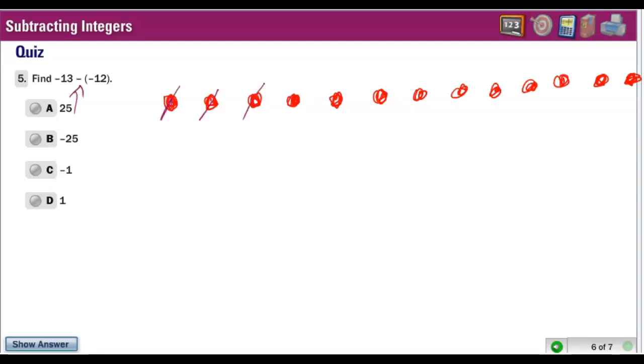1, 2, 3, 4, 5, 6, 7, 8, 9, 10, 11, 12. How much is left over? We have one red, which is equal to negative 1. So that is the answer. Okay, so let me show you another way to do this.